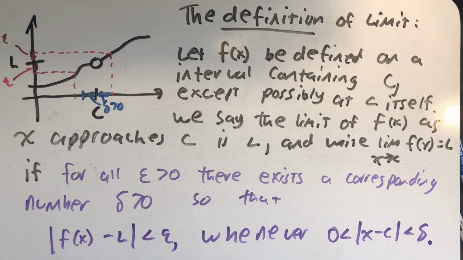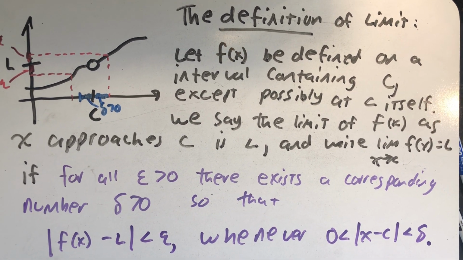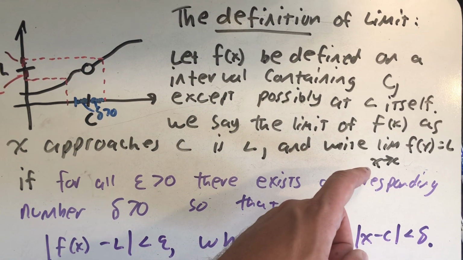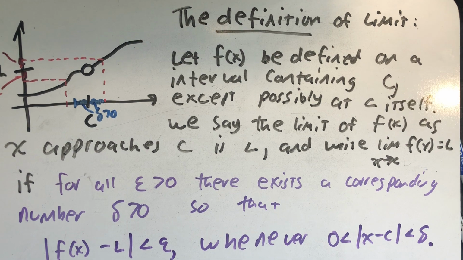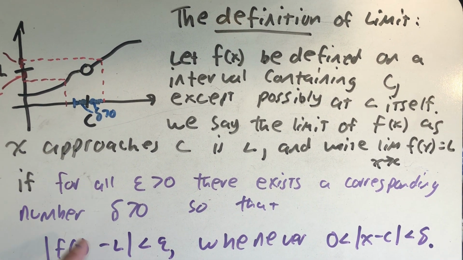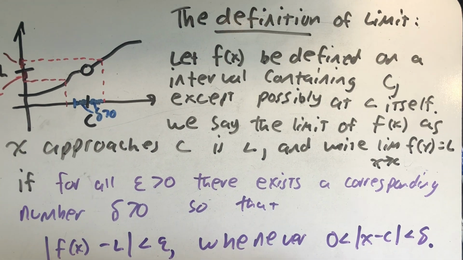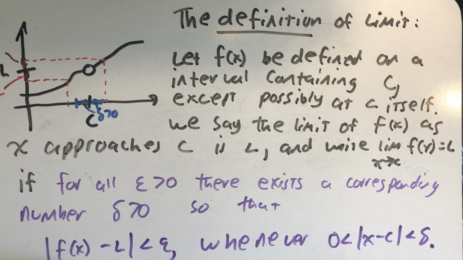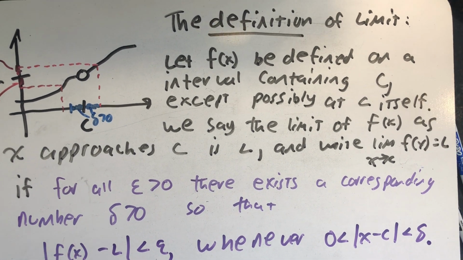In our last video, we saw the formal definition of a limit. The limit is said to exist, or better said, the limit as x approaches c of f of x is L if, for every epsilon bigger than 0, there is always a corresponding number delta bigger than 0, so that if we keep the x's within delta of c, the y values will be within epsilon of L.